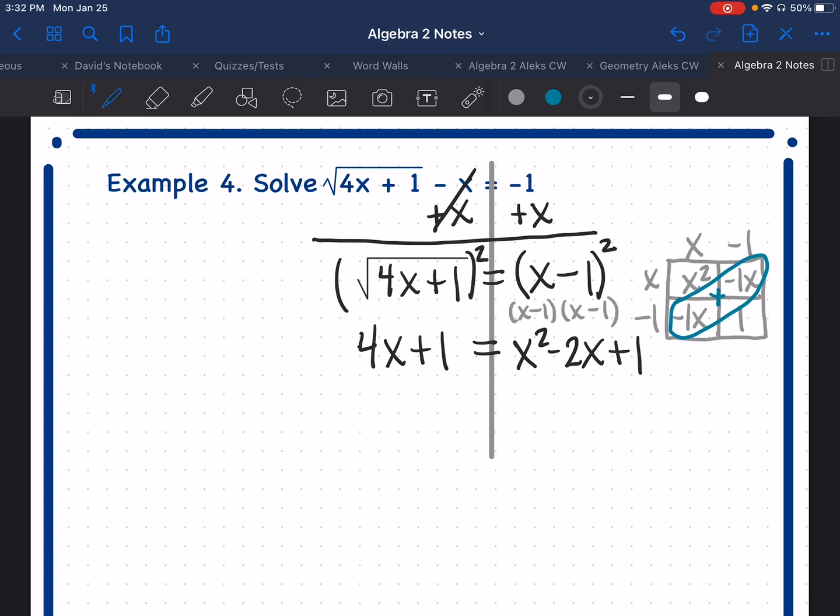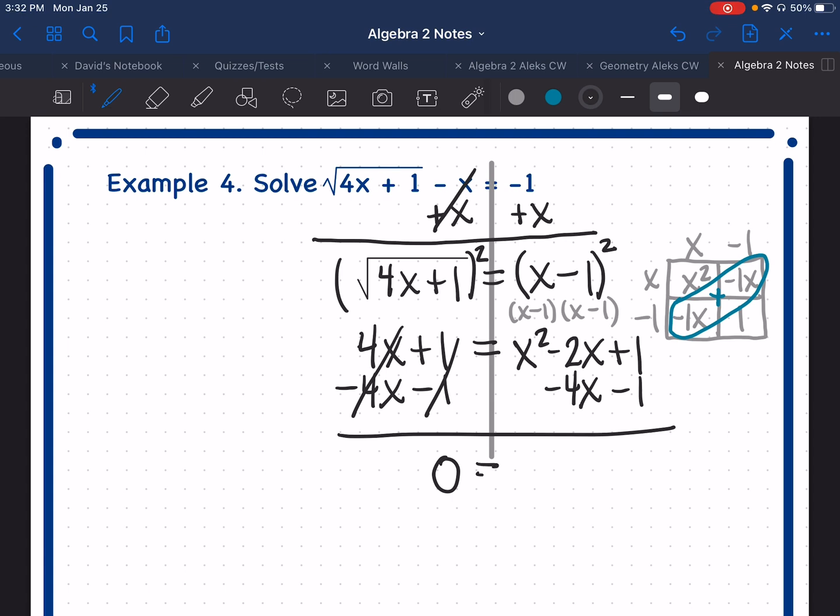Now you might be thinking, did I really have to do that? Yeah, you did. Now we're going to take the 4x plus 1 and move them over here to this side with the square. So minus 4x, and that can be combined with the minus 2x, minus 1, and that can be combined with the 1. I end up with 0 on this side, and I end up with x squared minus 6x, and then plus 0 because these two cancel out. I did that in my laser because I don't need it. It doesn't have to be there.